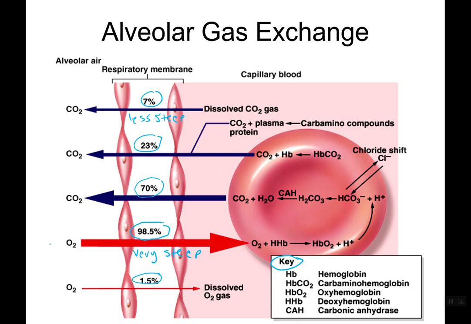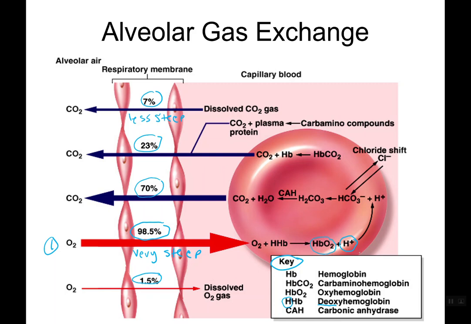So let's start with this arrow. Due to the steep partial pressure gradient between alveolar air and deoxygenated blood, oxygen is going to move from the air into the blood. Now, it's going to encounter hemoglobin, specifically deoxyhemoglobin, which has a proton bound to it instead. Loading of oxygen is going to decrease the binding affinity of hemoglobin for protons, causing the proton to dissociate, and then we get oxygen being loaded onto hemoglobin.